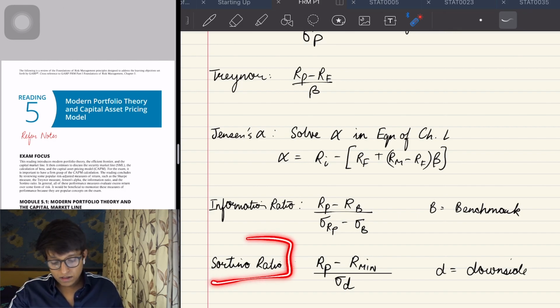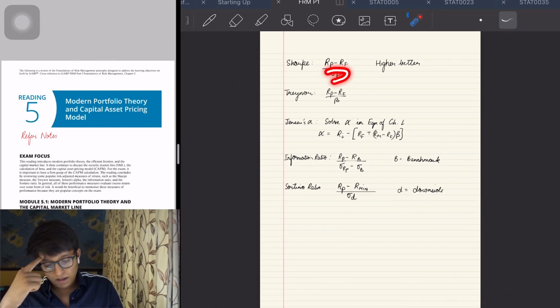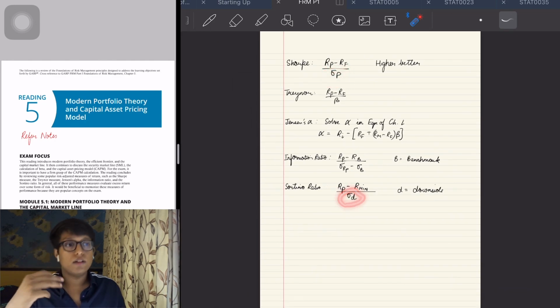And lastly, we see something called Sortino ratio. So this is a modification of Sharpe ratio. What it does is that it takes the return of the portfolio over and above a minimum threshold level that is given. It is not always the risk-free rate because it has to depend on conditions of the market, and it does not consider the entire sigma p, it only considers sigma d, the downside deviation.